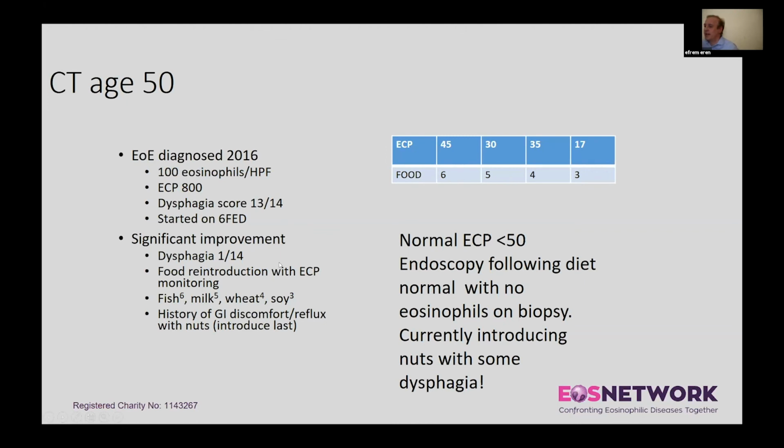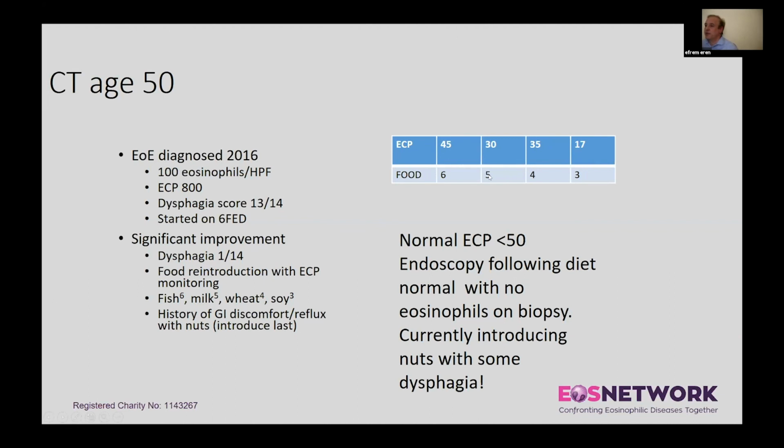So as I said, it doesn't always correlate with disease activity, but in a lot of patients, the dysphagia score actually does correlate with disease activity. And so we still use it. And in her case, it went right down. We were able to reintroduce foods with ECP monitoring. So that's here. ECP went from 800 to 45 on the 6-food elimination diet.